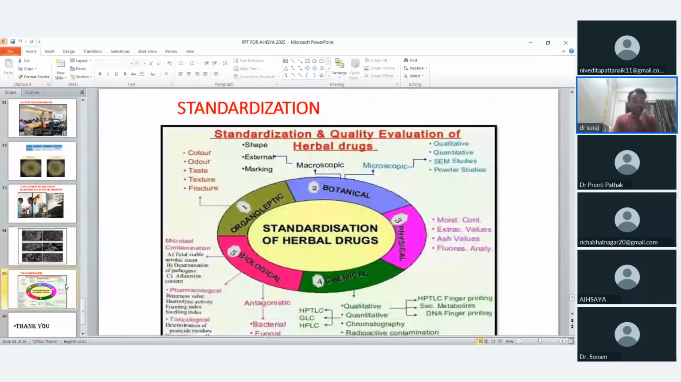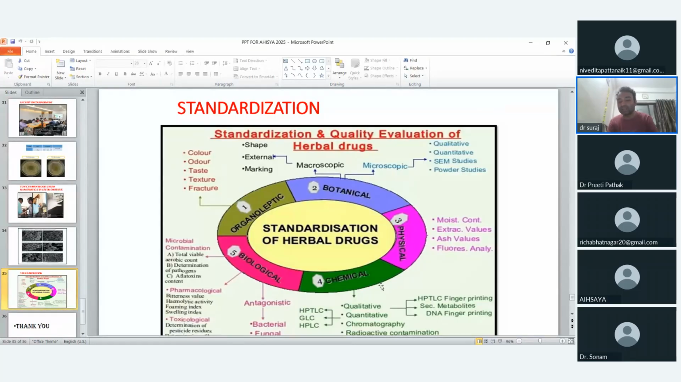Now this is the standardization. After preparation, we started standardization first by organoleptic evaluation, by their color, odor, taste, texture, fractures. In the botanical aspect, we have both macro and micro. In both, we are going to determine their shape, their external features, their quantification, their qualification by scanning electron microscope or transmission electron microscope also. Whereas in the physical properties, we have moisture content, extraction value, ash value, fluorescent test. So these are all regarding the physical parameters.